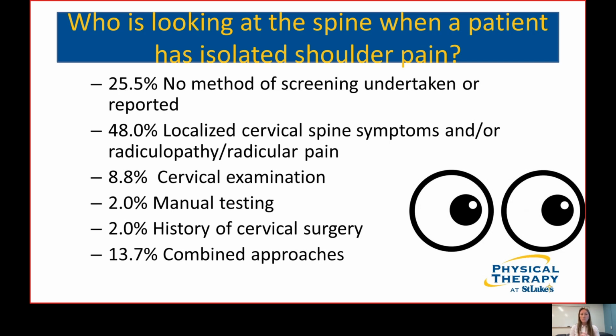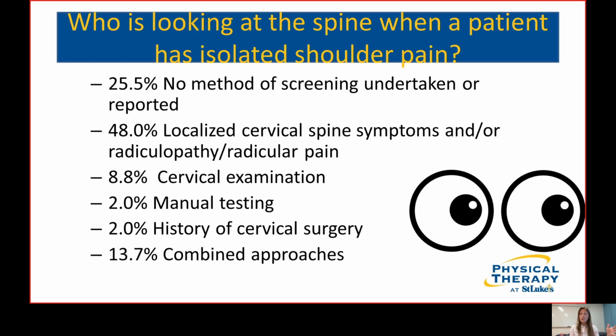Now if you go down, just under 9% of clinicians are consistently doing a cervical examination, ruling out the cervical spine in patients who are coming with isolated shoulder pain. 2% are looking at manual testing, more at segmental mobility, but again, on a consistent basis. Another 2% of clinicians are consistently looking at the cervical spine in these cases only if the patient has a positive history of surgery. And just about 13.7% of therapists are using some sort of combined approach where the cervical spine is being considered, but in a less than full capacity.